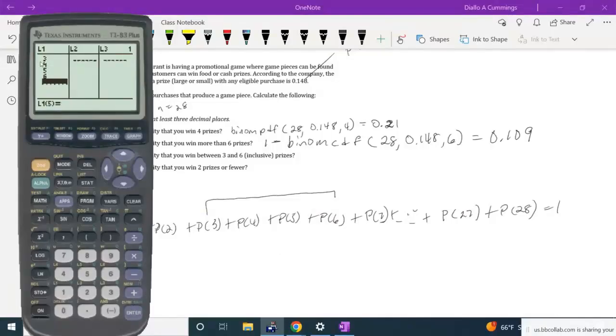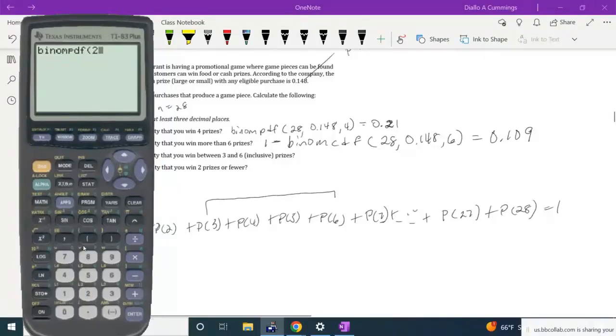I'm going to go back to my home screen, and notice I have these numbers in list 1. I'm going to call up the binomial PDF function. I'm going to put in N, which is 28. I'm going to put in P, which is 0.148. And then I'm going to put those numbers, the 3, 4, and 5. Remember, we put those in list 1.